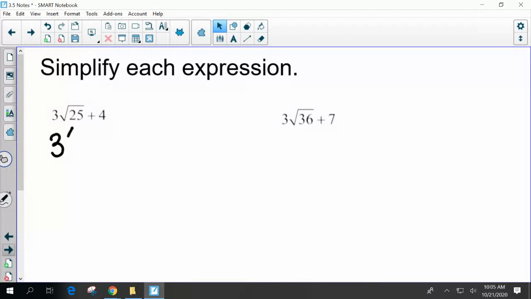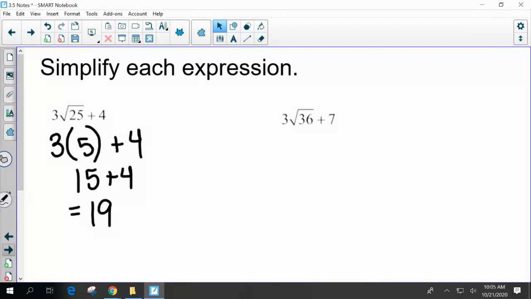So I'm going to put 3 parentheses 5 to show that I have a 5 there, plus 4. So then I'm going to follow order of operations. What would I do next? 3 times 5. So 15 plus 4. 19. And that problem is done. Okay, so I want you to try the next one. Go through and try the next one. Give you about 30 seconds to go through it.